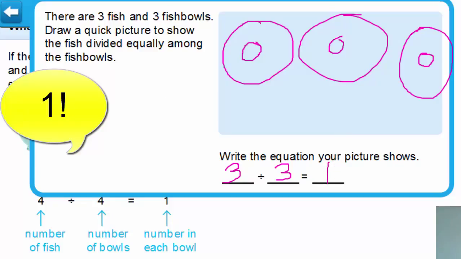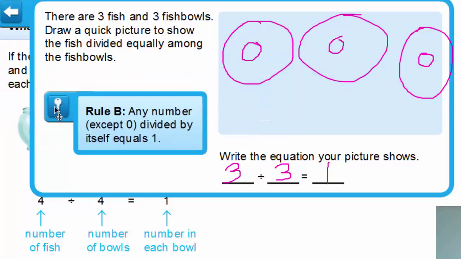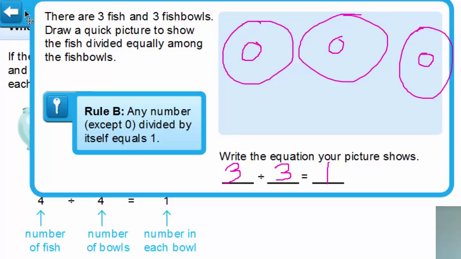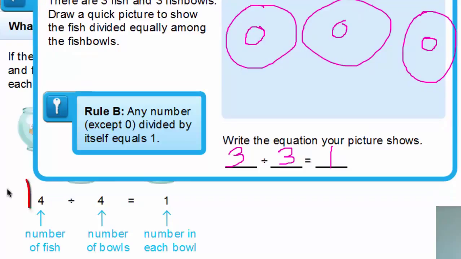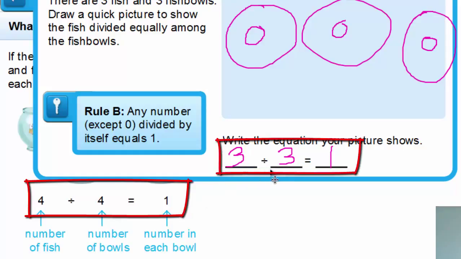So let's look at this rule. Rule B says any number except 0. We'll get to that later. Any number except 0 divided by itself equals 1. So if we look down here, we can see 4 divided by 4 equals 1. 3 divided by 3 equals 1. Any number divided by itself equals 1.